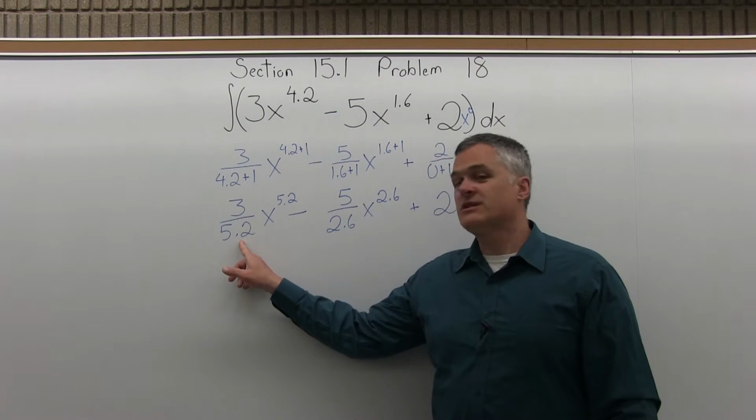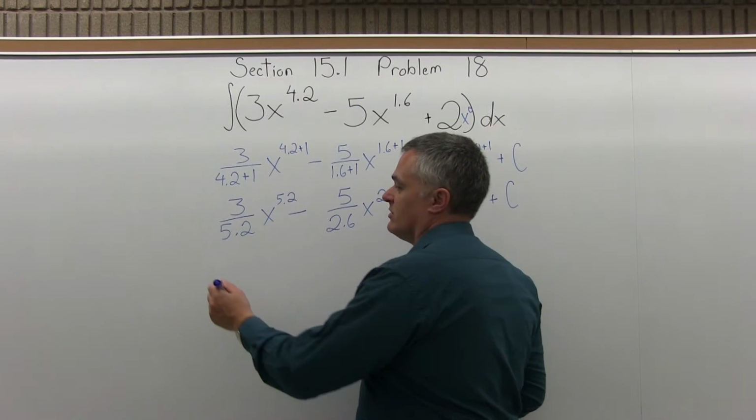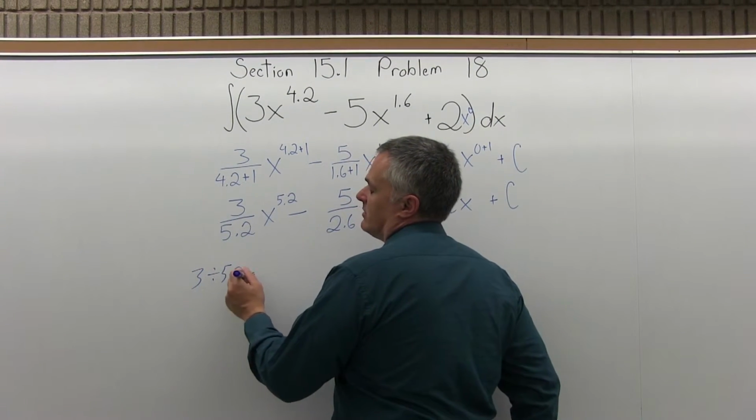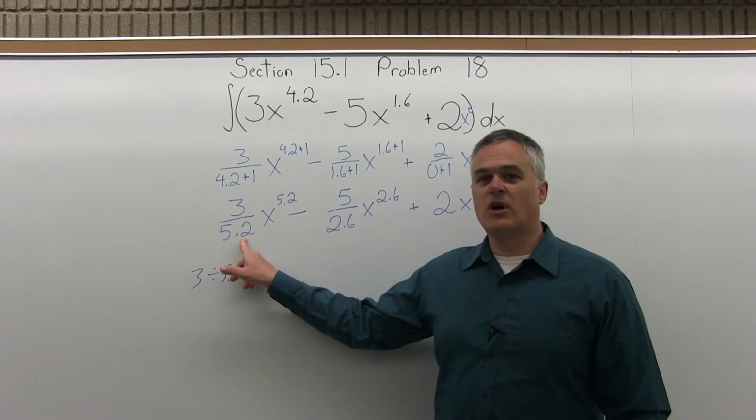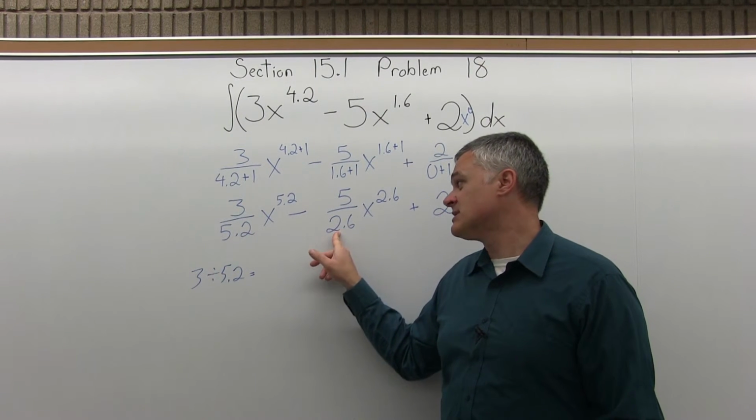These can be just turned into decimals, but they do get a little messy. If you do it on the calculator, you could do 3 divided by 5.2 equals. But it goes all the way to the end of the screen. You're probably just as well off in this particular problem to leave it like this. The same thing with the 5 over 2.6.